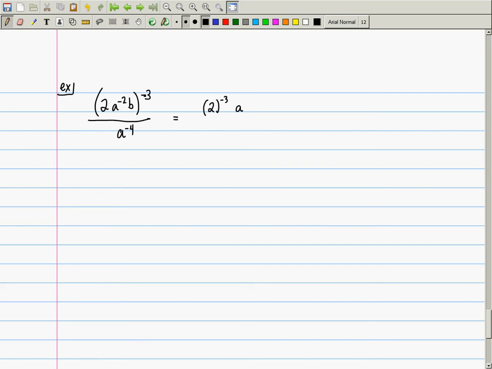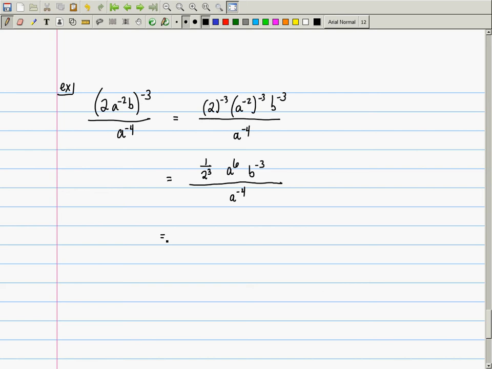Right? And how did you arrive at 6? Negative 2 times negative 3. Right. So then I'm going to do this in steps just to make sure it's clear. So 2 to the negative 3, and then b to the negative 3 over a to the negative 4. Okay. So then 2 to the negative 3, well, that's 1 over 2 to the 3 in the numerator. Okay, then a to the negative 2 to the negative 3, when you have exponents which are iterated like so, you combine the exponents by multiplying them, so this is a to the positive 6, okay, and then b to the negative 3 over a to the negative 4. Okay, so then what's a simpler way to write 1 over 2 to the 3?